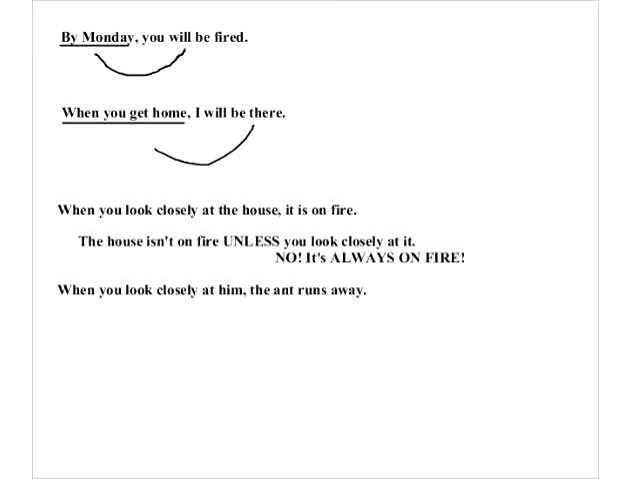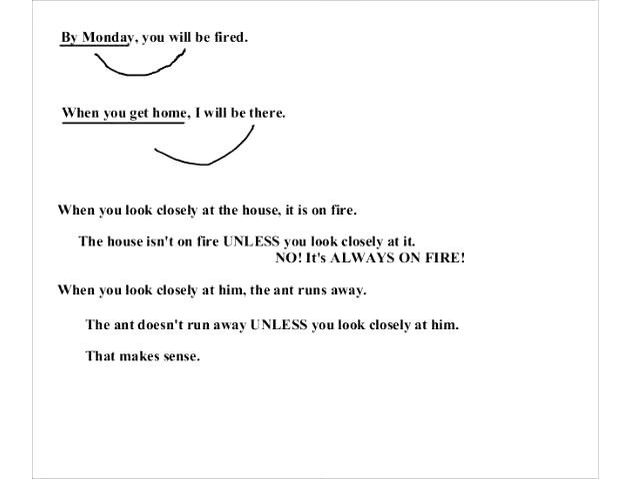Now look at this example. The point here is the ant doesn't run away unless you look closely at him. That makes sense because, you know, the ant is going to notice if you stare at it, then it's going to run away. That's something that makes sense. Everybody give me a smiley face if you can recognize the difference here in meaning.